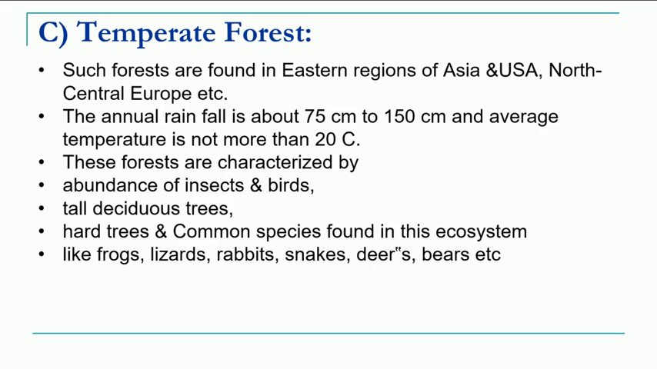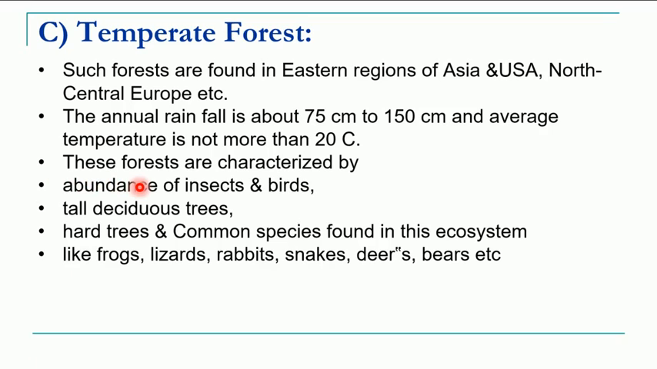Third type of forest is temperate forest. Now these types of forests are characterized by medium rainfall between 75 centimeter to 150 centimeter, and average temperature is not more than 20 degrees Celsius. Such forests are found in Asia, USA, and North Central Europe.